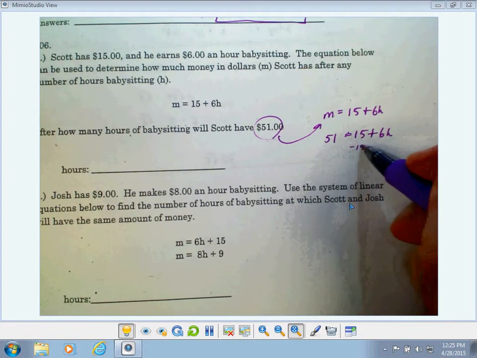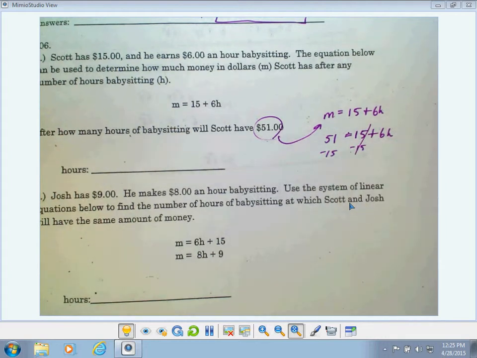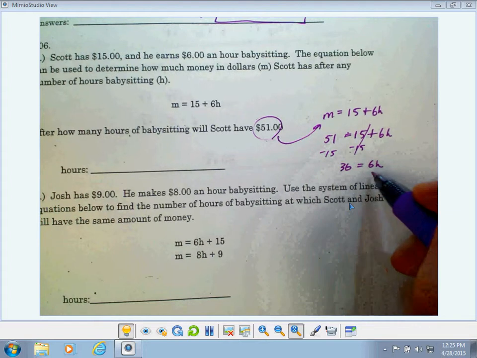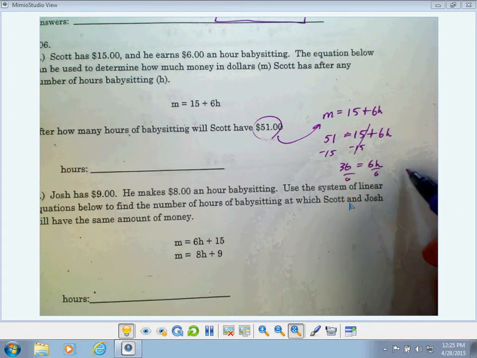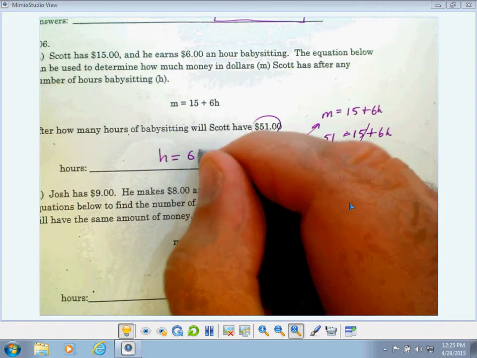Subtract the 15, and this is 51 minus 15, 36 equals 6H, and if you divide by 6, we get a final answer, H equals 6 hours.